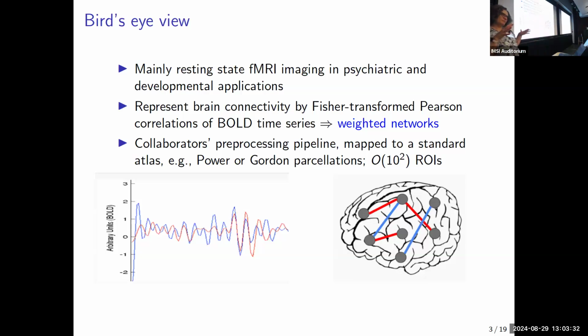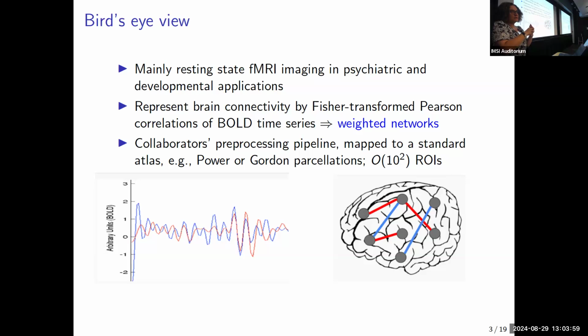So in bird's eye view, mainly, not all of my work, but mainly my work has been focused on fMRI imaging, mainly resting state, and applications, either mental health disorders or developmental applications. They're also interested in kids. I think of them as weighted networks. And when I say networks, I mean the whole brain. I don't mean subsets.